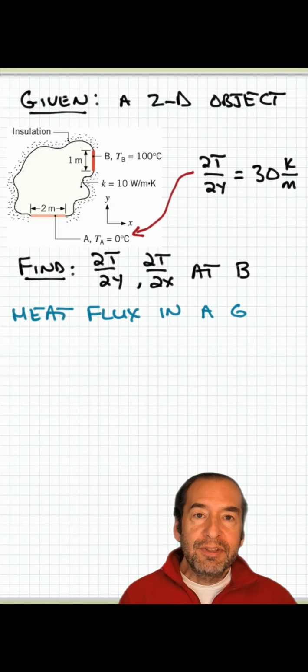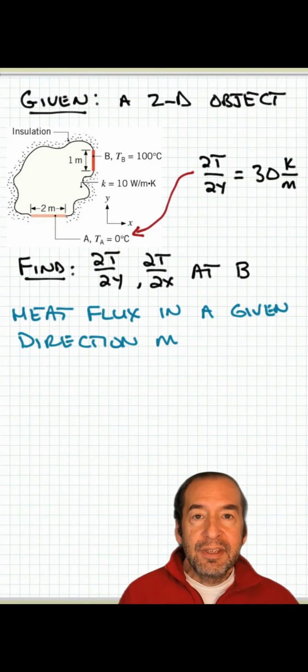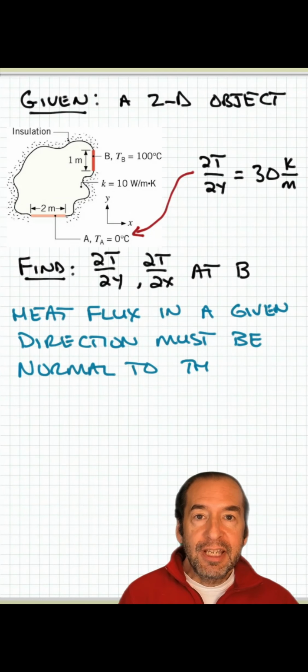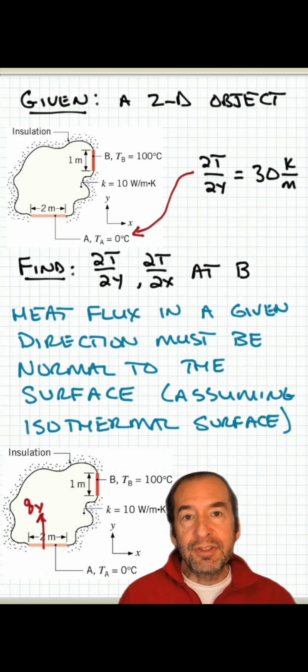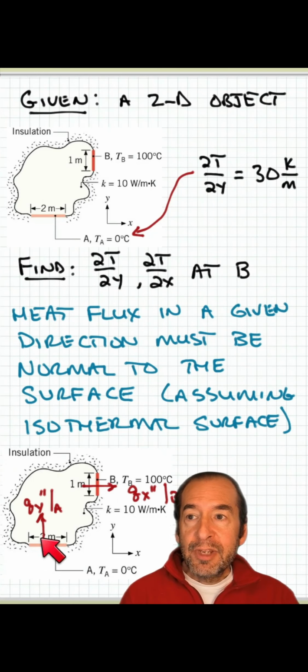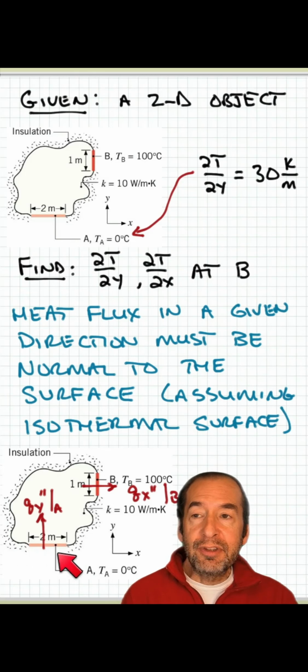Before we talk about solving the problem, it's important to understand a little bit about heat flow and heat flux and how those relate to the directions that are presented in the problem. Here we have two planes. At surface A, this plane is in the horizontal direction, so any heat flow that's passing through this plane in Cartesian coordinates is going to be only due to the y component.